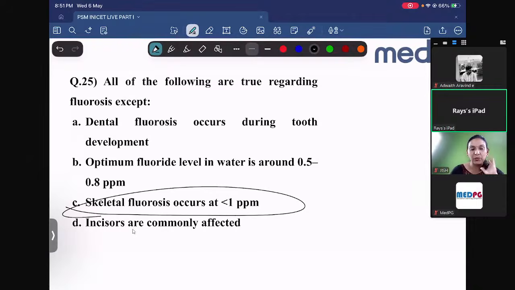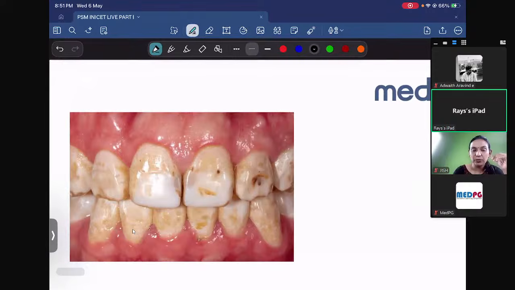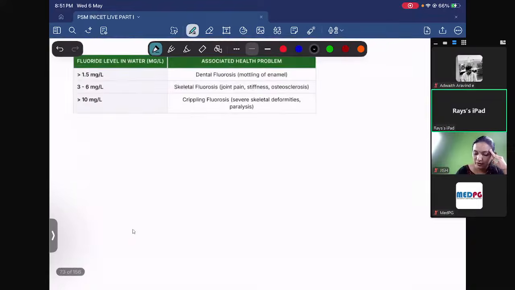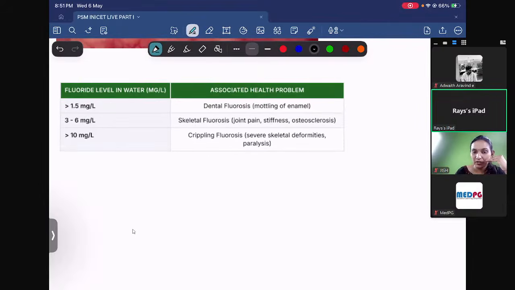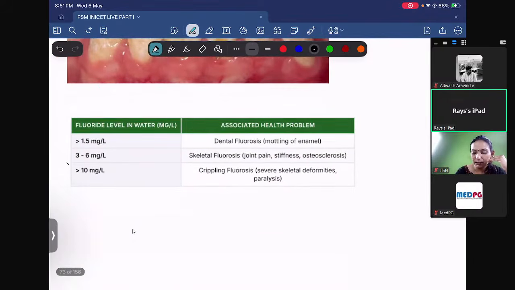See, this is the image of fluorosis. Fluorine is a micronutrient, but fluorine in excess can damage your enamel and your bones, and it leads to fluorosis. And what are the levels? If your fluorine level in water is more than 1.5 mg per liter, you get mottling of enamel, which is called dental fluorosis. That's what I've shown here. If the level is somewhere between 3 and 6, the person ends up with skeletal fluorosis, where the fluorine gets deposited in the joints, leading to joint pain, stiffness, osteosclerosis. And if it's more than 10, the person ends up with skeletal deformities, called crippling fluorosis. So these levels are important.